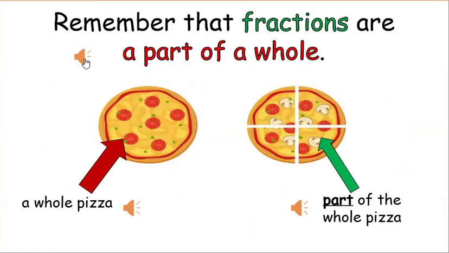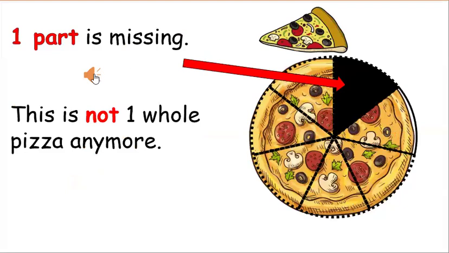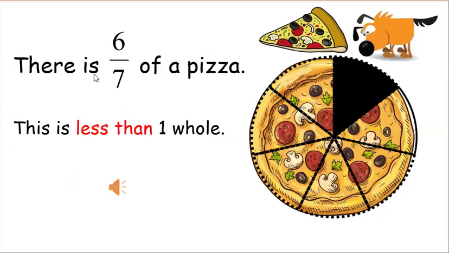Remember that fractions are part of a whole. A whole pizza. Part of the whole pizza. One part is missing. This is not one whole pizza anymore. There is 6/7 of a pizza. This is less than one whole.